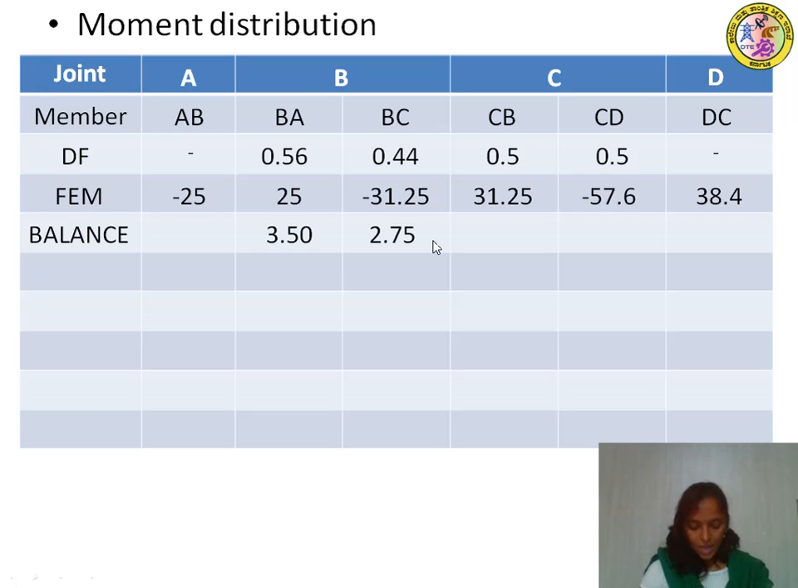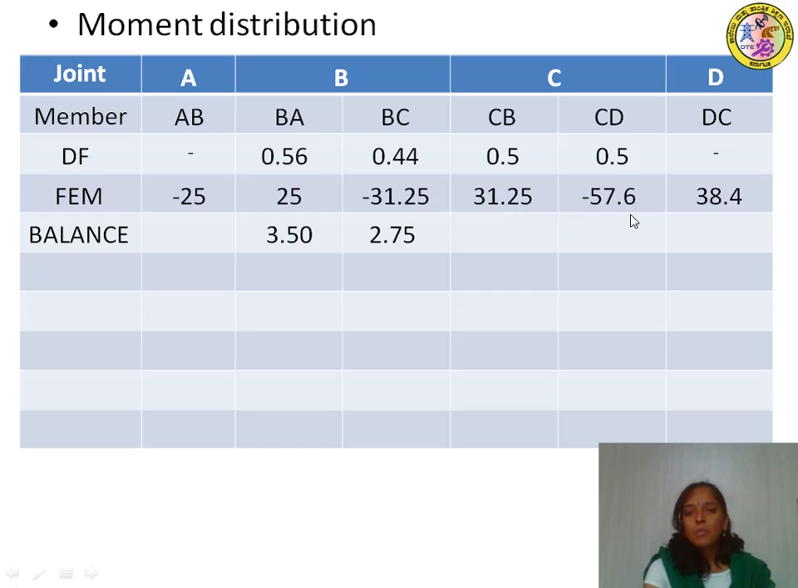Next, the imbalancing moment at joint C is plus 31.25 minus 57.6. We know that the summation of moments at joint C should be equal to 0. When we add the moments at joint C, we obtain a moment of minus 26.25 kilonewton meter. So that is the imbalancing moment. The imbalancing moment at joint C is minus 26.35.